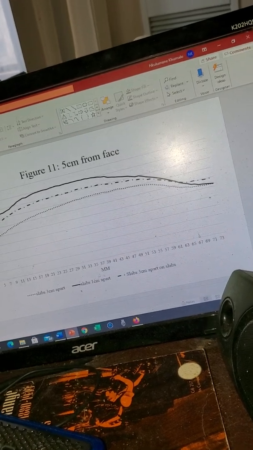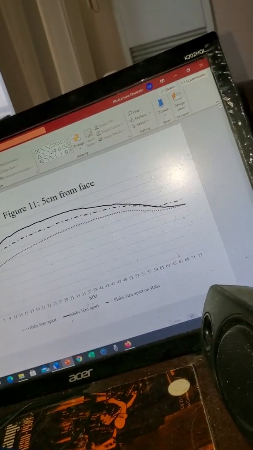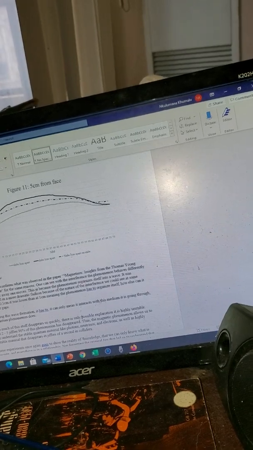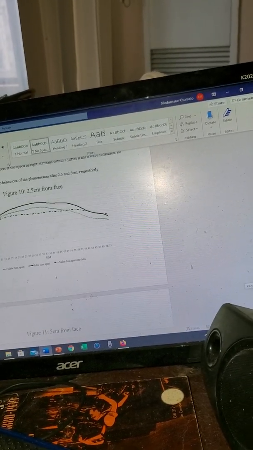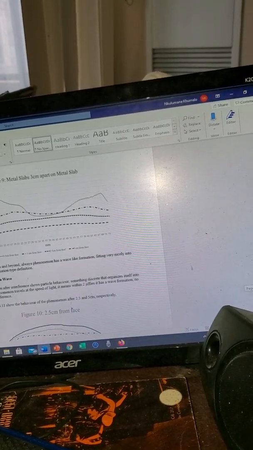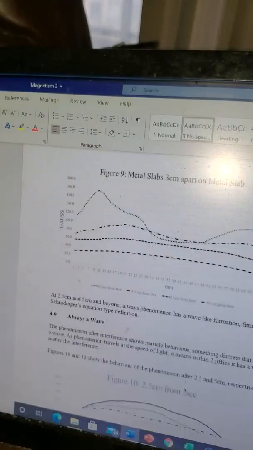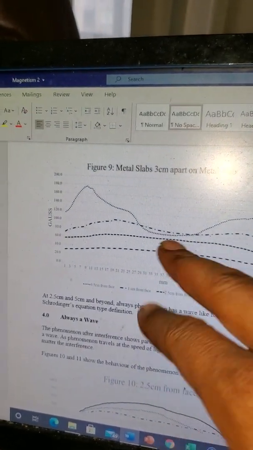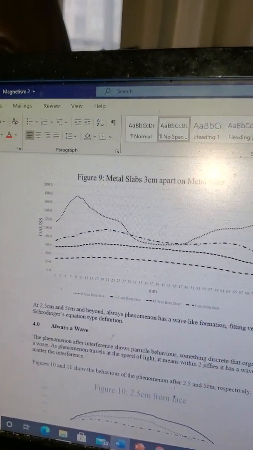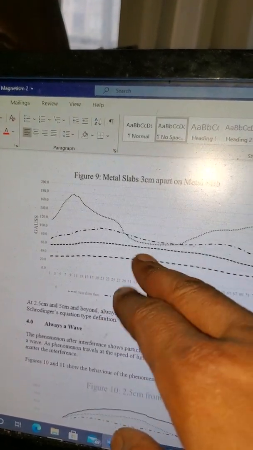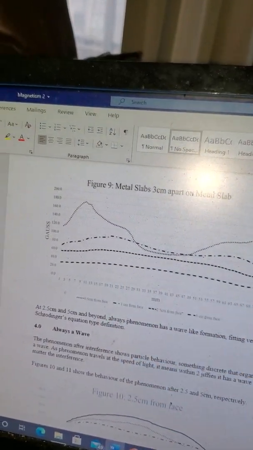Now what we did is put the slab on with the metal slabs. This is what we got with the metal slabs. We put that metal slab at the back at 3 centimeters apart, and we wanted to do it again, and you got that interference pattern, and then you started getting the waves.